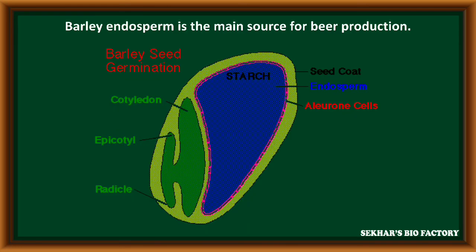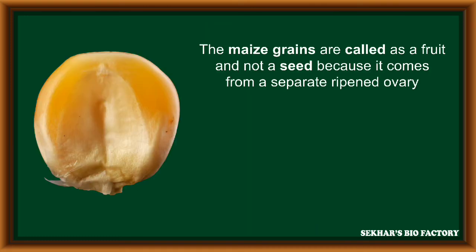Barley seeds have endosperm and it is the main source for beer production. The maize grain is called a fruit because it is not a seed. During the development of fruit, the completely ripened ovary becomes the maize grain.